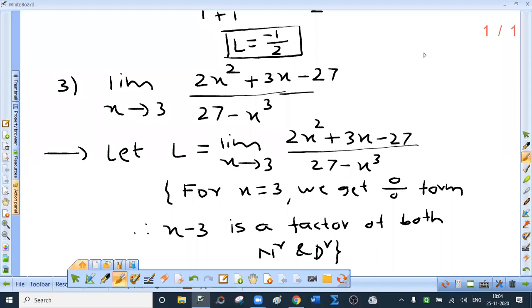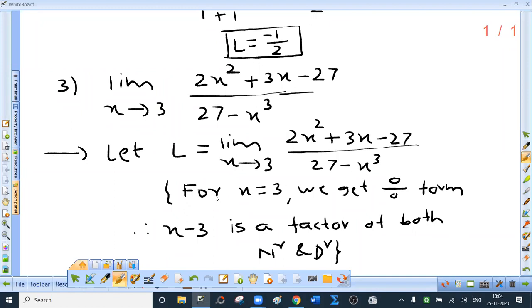Next one. Limit x tends to 3 of which function? 2x square plus 3x minus 27 upon 27 minus x cube. We'd have loved to evaluate the limit in the very first step, but unfortunately we get 0 in the denominator. So it is better if we write this.